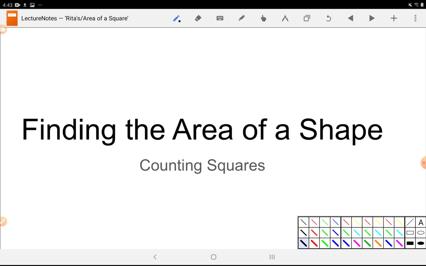We should have already watched the Khan video on how to count squares to find the area of a certain shape and what area actually means. So this is a follow-up based on that. We're going to start with counting squares. Let's look at the first example.